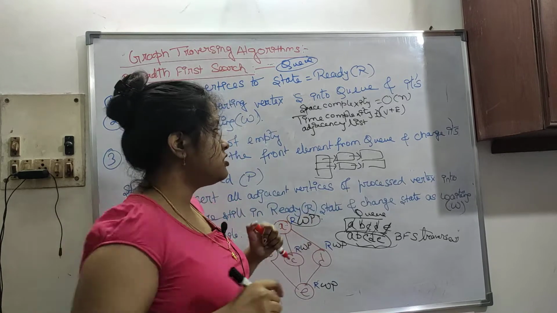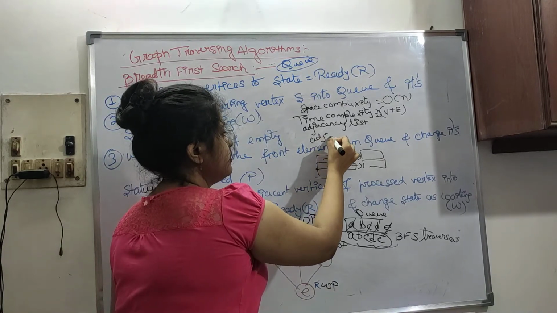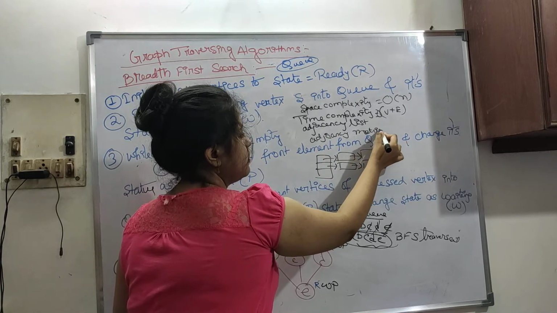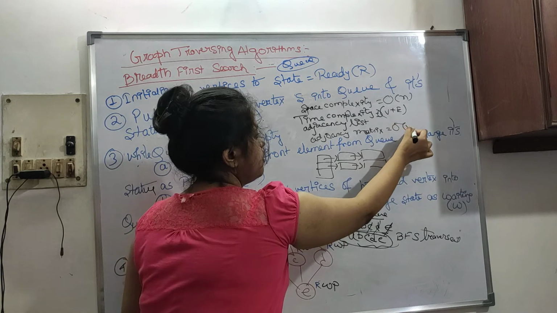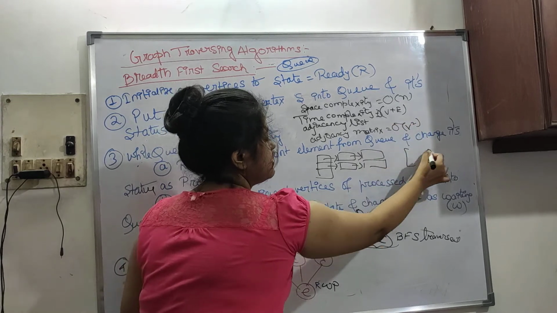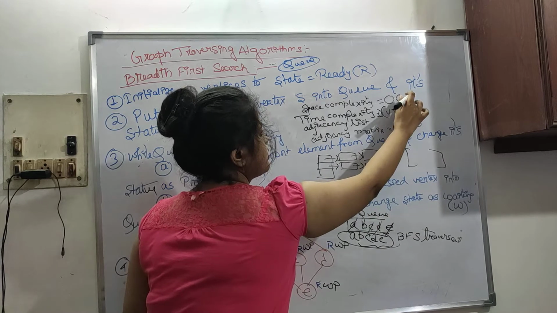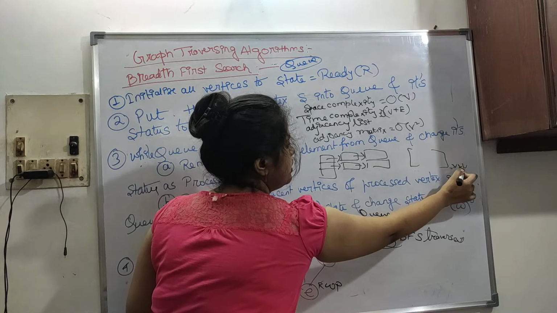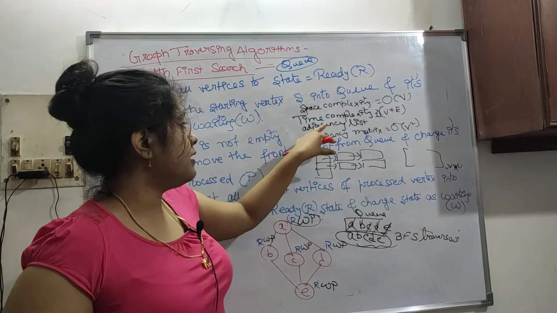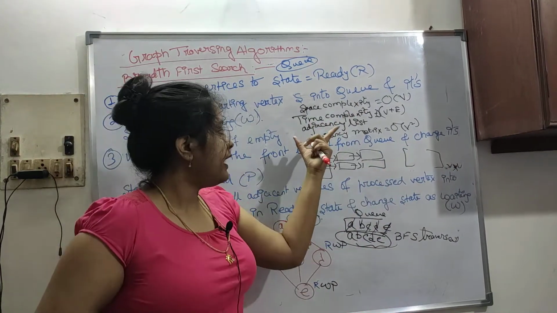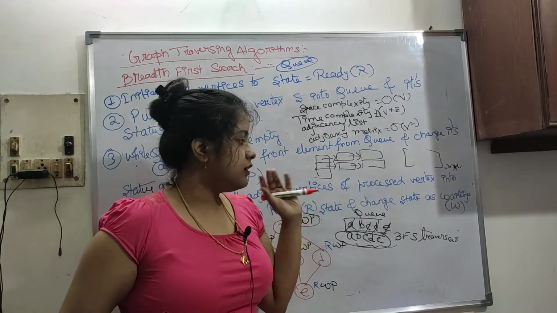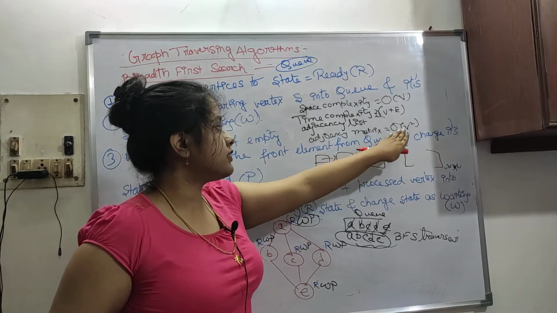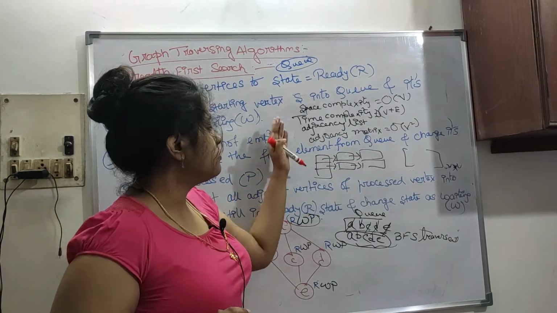But if it is mentioned that an adjacency matrix is there, then order of V square. Matrix means n nodes, so actually this can be V only. V into V, so it will take V square. So depending upon which type of list or matrix they are asking in the question, you have to be very careful and see which way they are asking. So time complexity can vary.